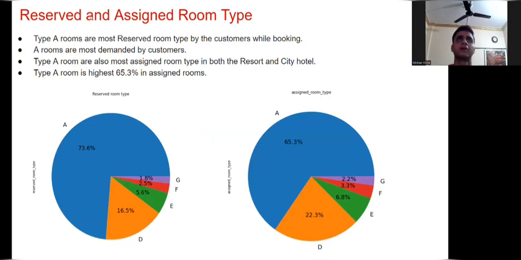Reserved and assigned room types. So we can see that A has the highest reserved room types in the booking, and in assigned also A is on top. Means A has the most demand by the customers. Then in second number is T.